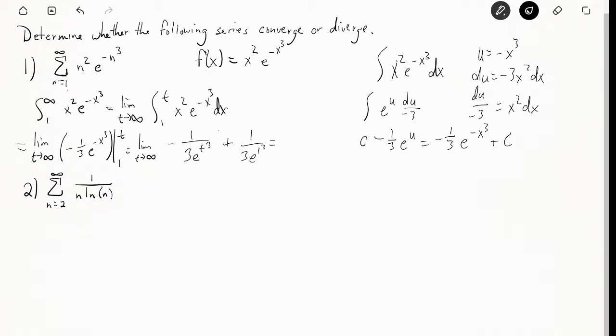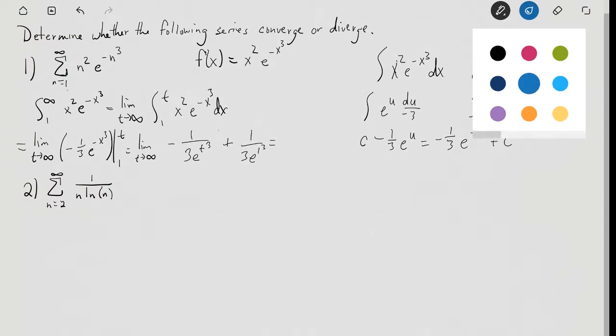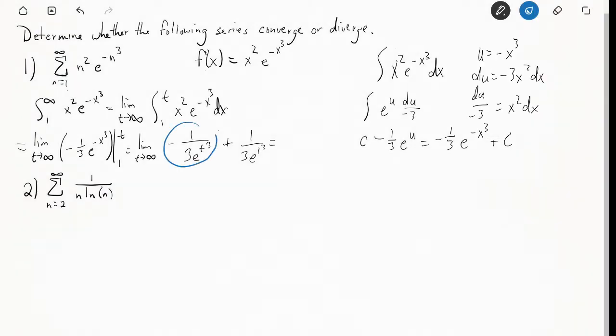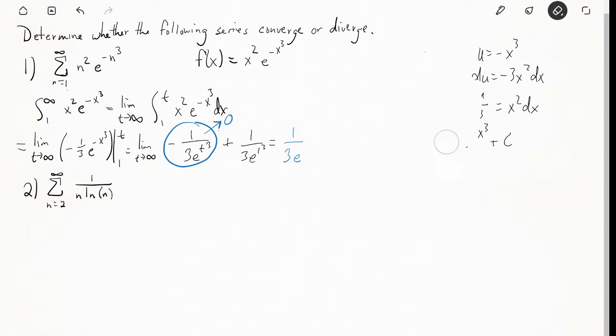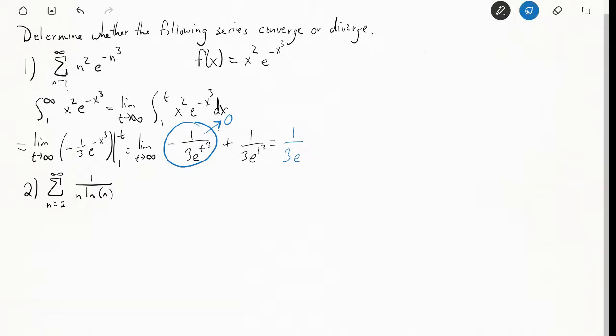Well, notice this whole thing, let me circle that there. As t goes to infinity, this whole thing goes to 0. So this equals 1 over 3e, right? But now, this doesn't mean that the summation, this whole series equals that. What it means is that it's bounded by 1 over 3e. It's an upper bound.